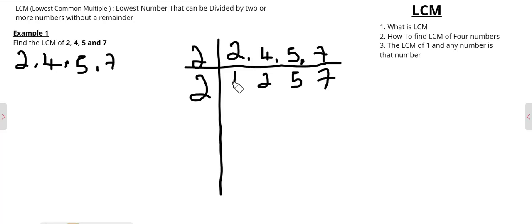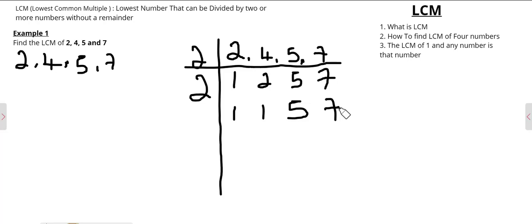2 cannot divide 1 without a remainder, so we have 1 here. And when 2 divides 2, we have 1. The same thing goes for 5 and 7. 2 cannot divide 5 without a remainder, neither can it divide 7 without a remainder. So next we have to find what number can divide 5 and 7 without a remainder.